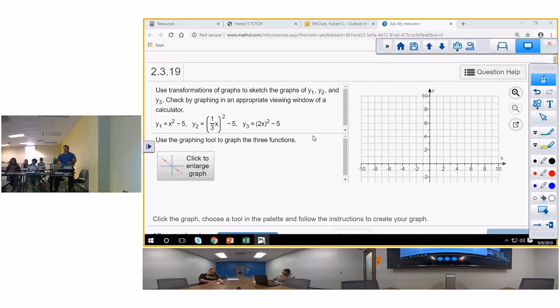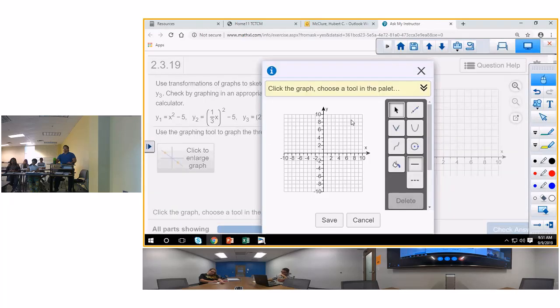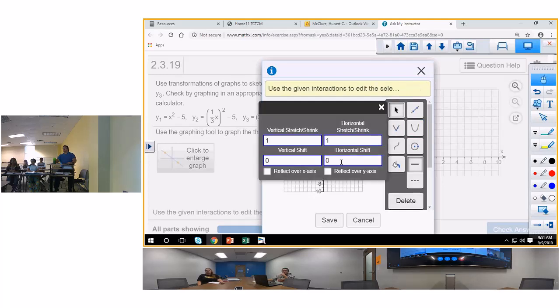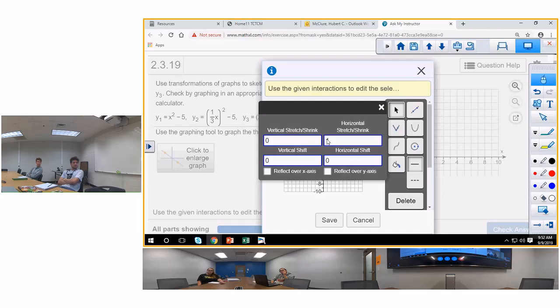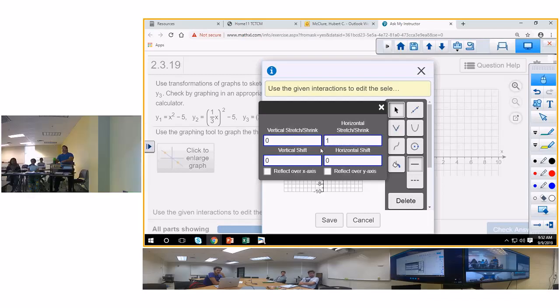Let's see what happens. I guess I'm doing all three on one graph. We know that this one is a parabola. It's got a vertical shift of -5 down. Okay, see, there it is. A vertical stretch, we don't have anything, so that would be a 0. Horizontal stretch would be 0. And that should be it.